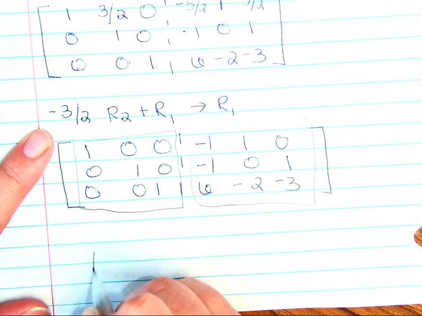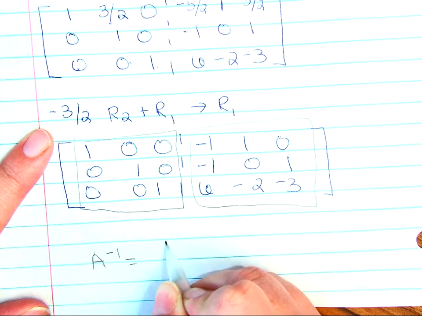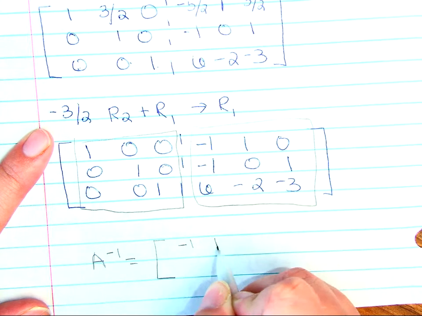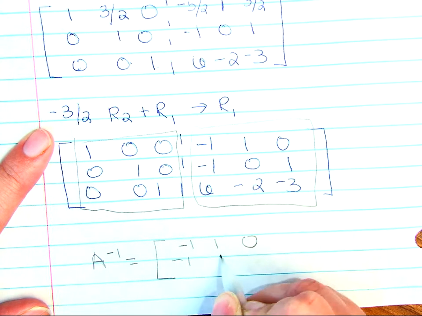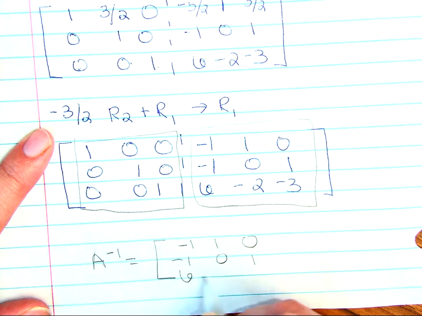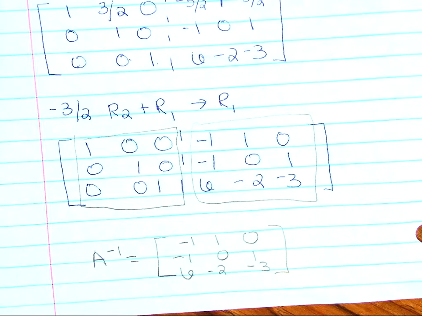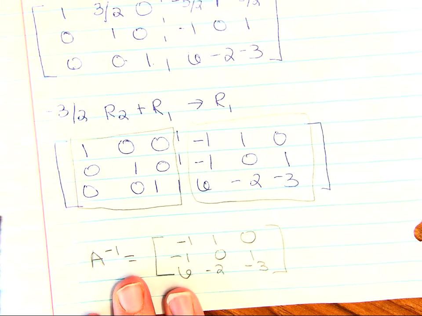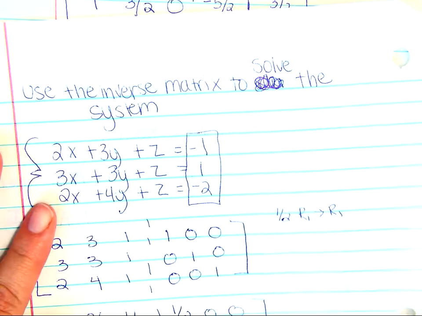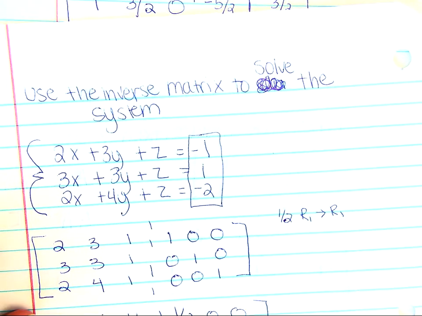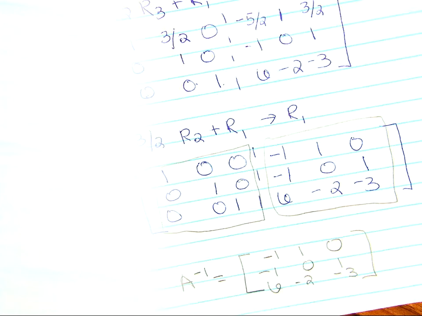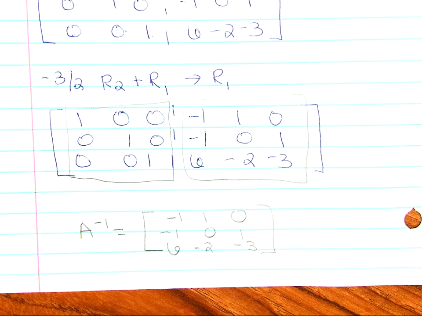So negative 1, 1, 0, negative 1, 0, 1, and 6, negative 2, negative 3. Now, way back at the very beginning of this video, the question was asking, use the inverse matrix to solve this. Well, now we have our inverse matrix.